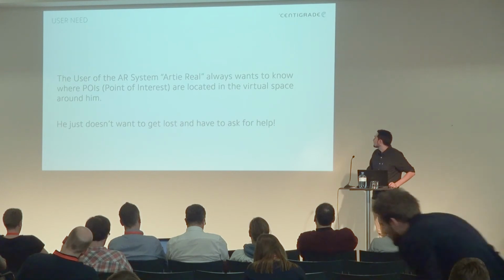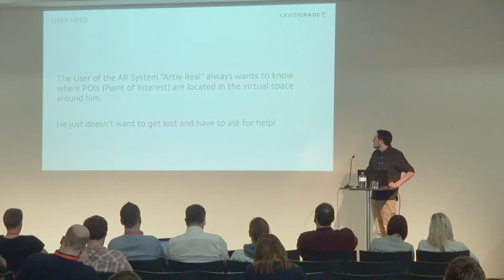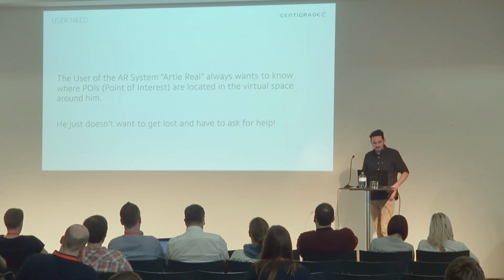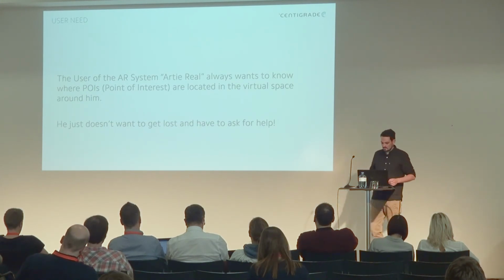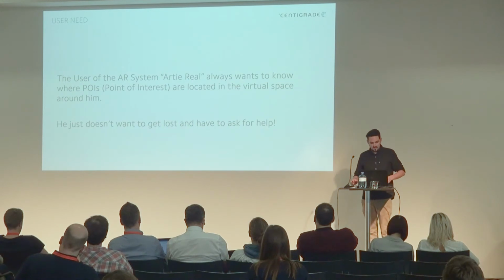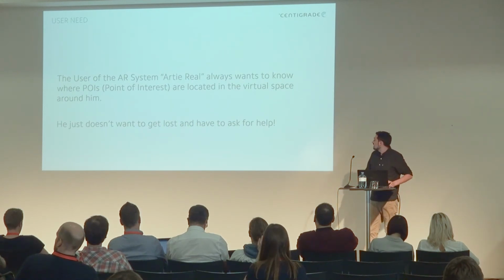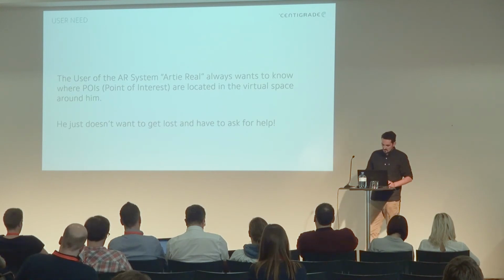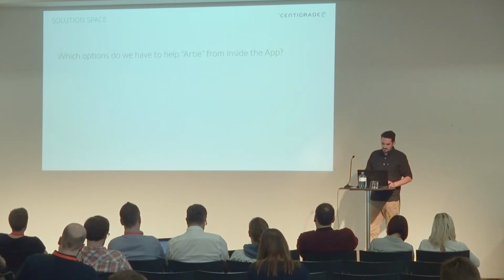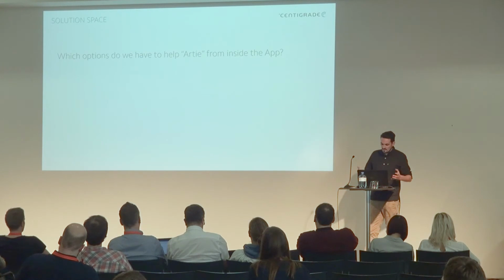He just always wants to know where he is in the virtual space, and wants to know where points of interest are located around him in the virtual world around him. And so he doesn't get lost and doesn't have to ask for help. So which options do we have to help him from inside the app?